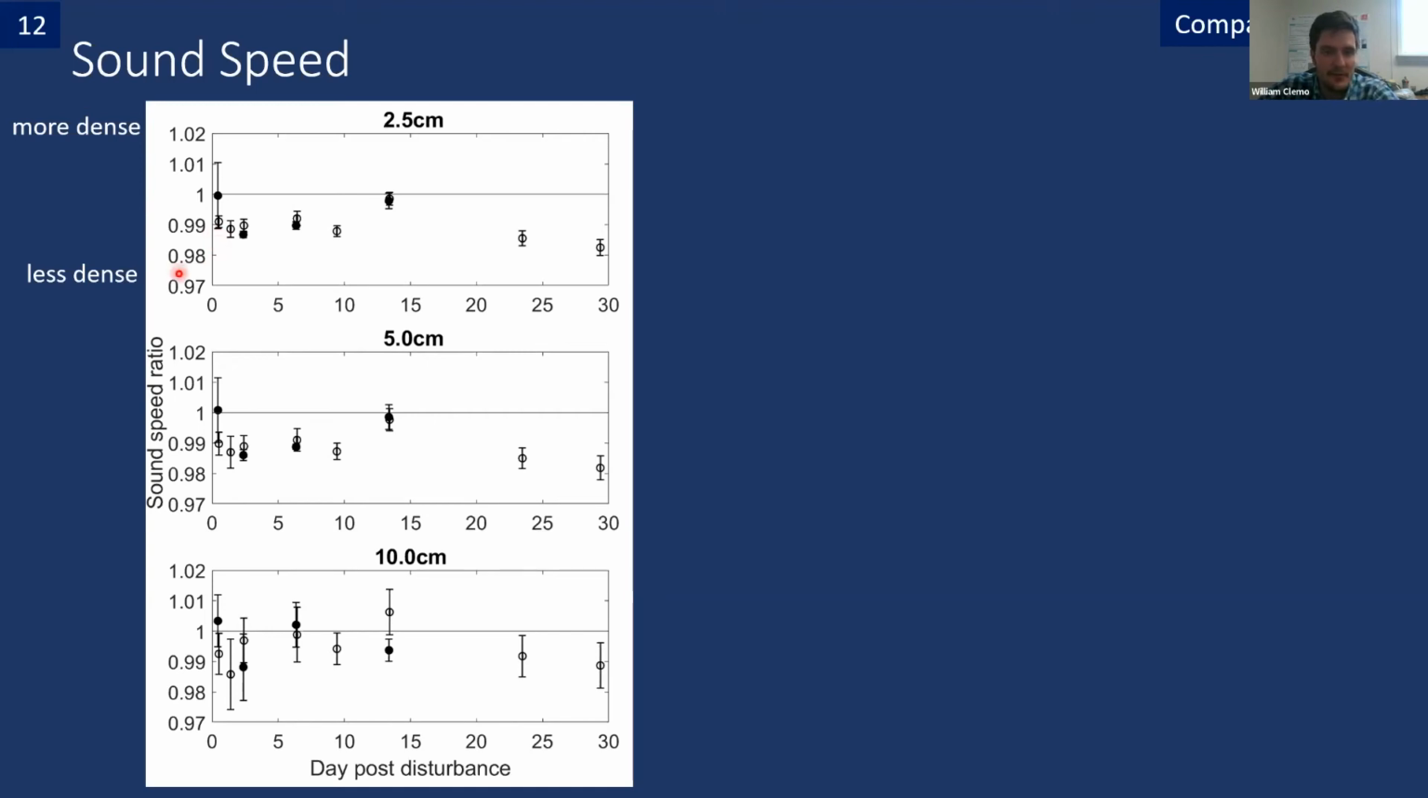Still, if we look at 2.5 and 5 centimeter depths, which were within the disturbed layer, sound speed ratio appeared to slightly increase from day 3 to day 14, and then slightly decrease from day 14 to day 24, implying this increasing but then decreasing density. Sound speed ratio at 10 centimeters, which was below the disturbed layer, was more variable and changes over time were not as clear, although there appears to be a slight decrease between day 14 and day 24, similar to what was observed in these disturbed layer depths.